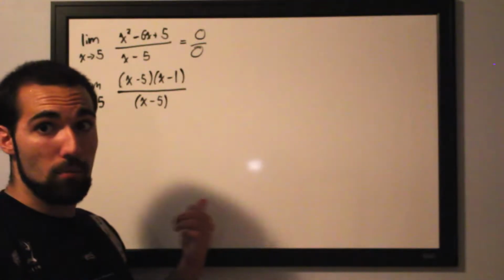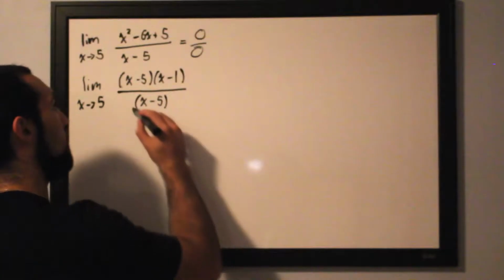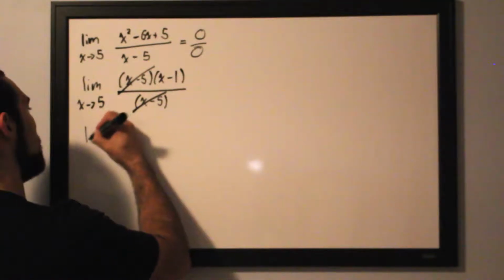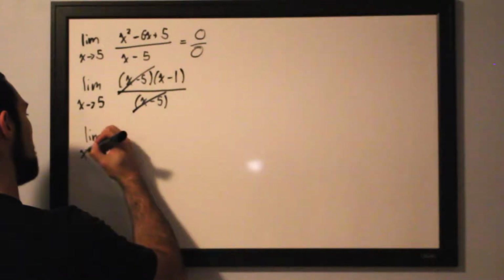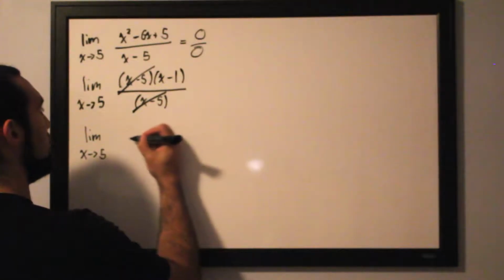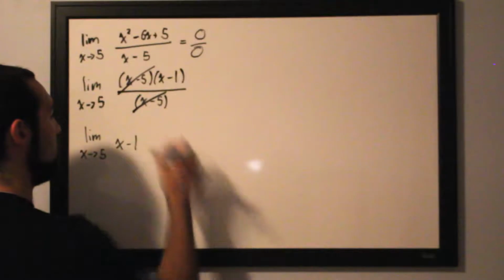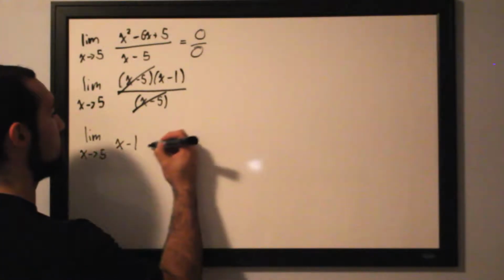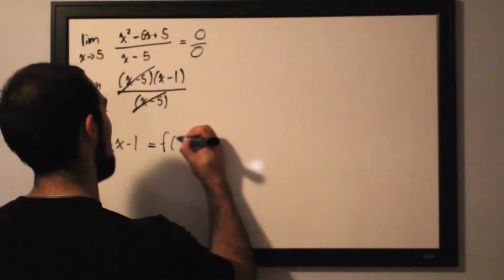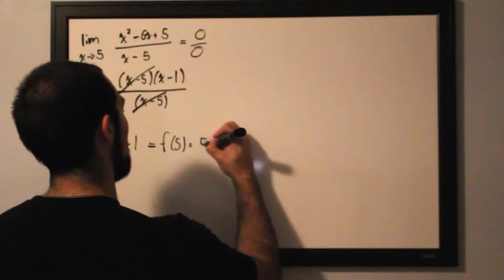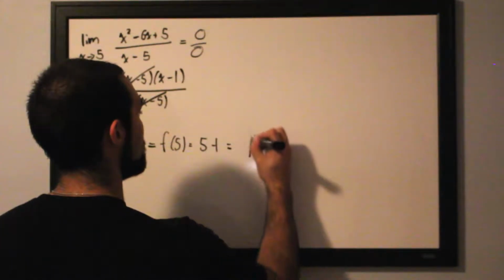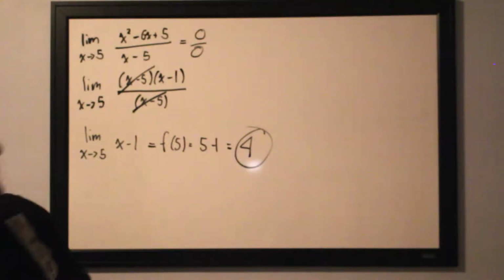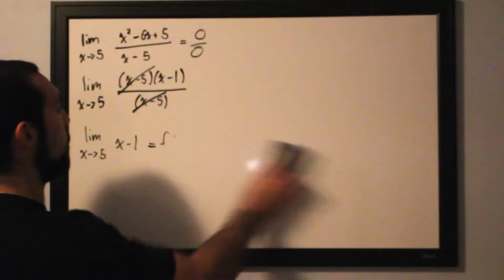Now we can cancel out both the numerator and the denominator. We have a common factor right over here. And all we need to do now is evaluate the limit as x approaches 5 for x minus 1. Nothing special over here, no more manipulations required. It's just going to be f of 5, which is equal to 5 minus 1 equals 4. The limit as x approaches 5 for that function is 4.